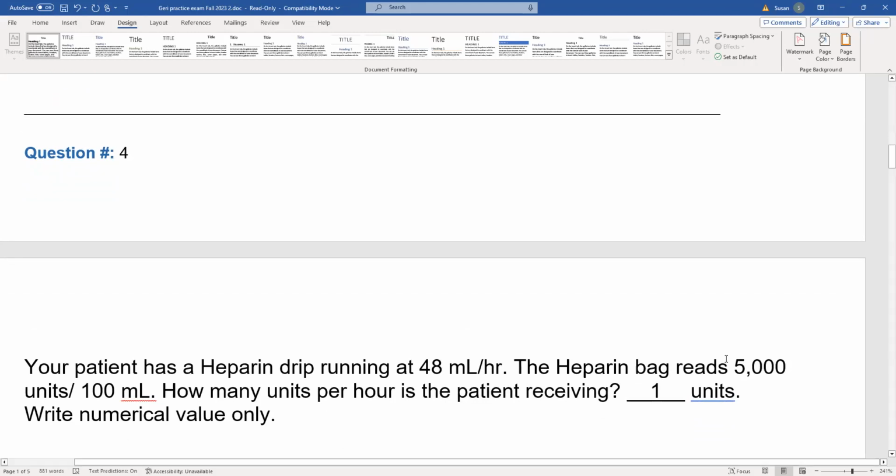Then you multiply that times 48. So take the 5,000 per 100 and write that down, and then your 48 mLs an hour. All right, and then we'll go to the board.